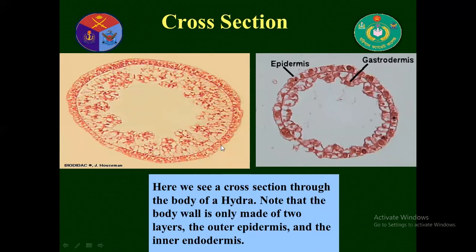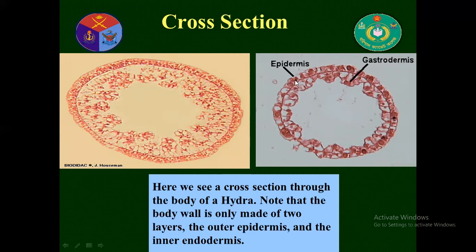It is a cross section of hydra. If you cut their body transversely, then you will get two layers. Actually, hydra is a diploblastic animal. Diploblastic animal, its body is made by two layers. The outer layer is called epidermis, and the inner layer is called endodermis.